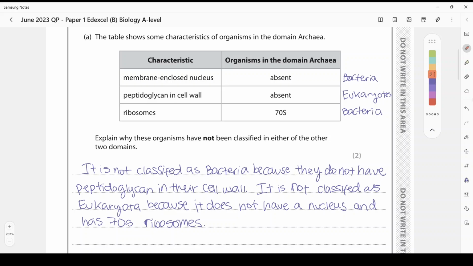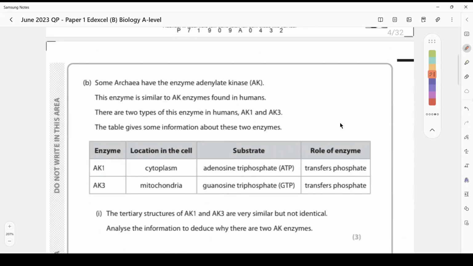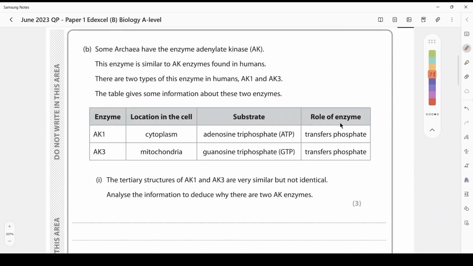Alright, so let's go over the marking scheme. 1 mark for not bacteria because they do not have a peptidoglycan in their cell wall. And the other mark is not eukaryota because of not having a nucleus, or you can also refer to the 70S ribosomes. Alright, let's go on to part B.